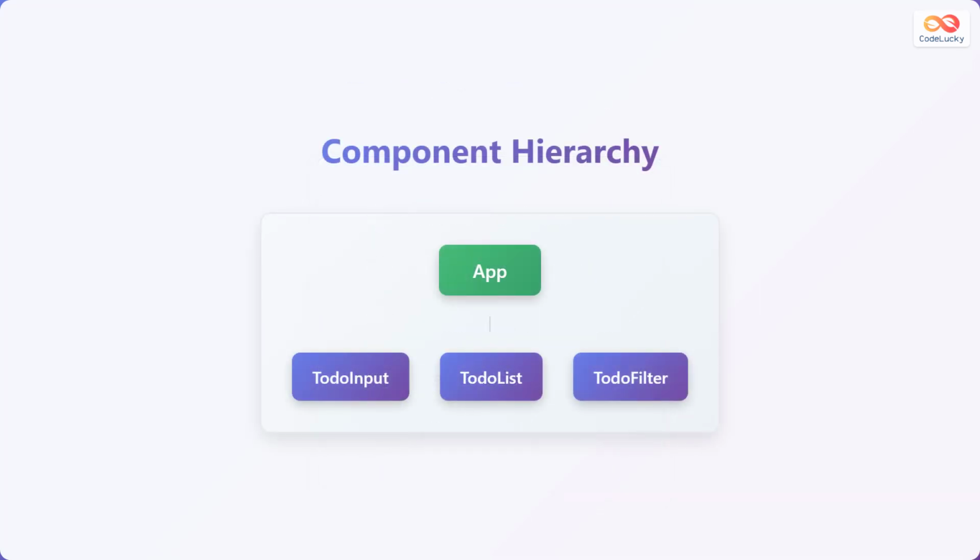Now let's establish the component hierarchy. At the top level, we have the App component, which serves as the root of our application. The App component will contain three main child components. They are ToDoInput, ToDoList, and ToDoFilter.